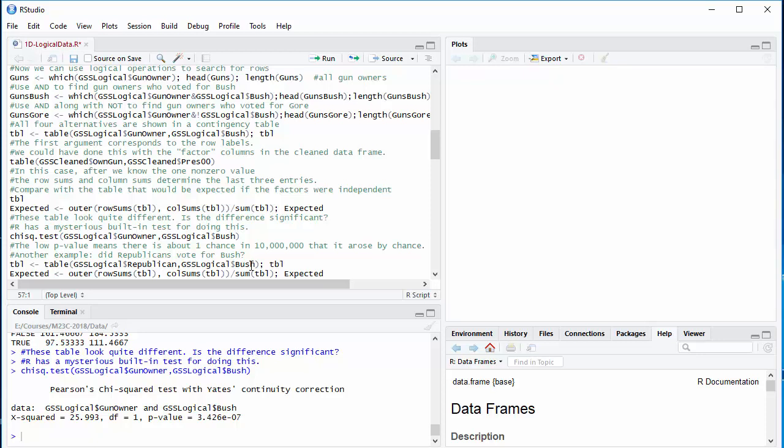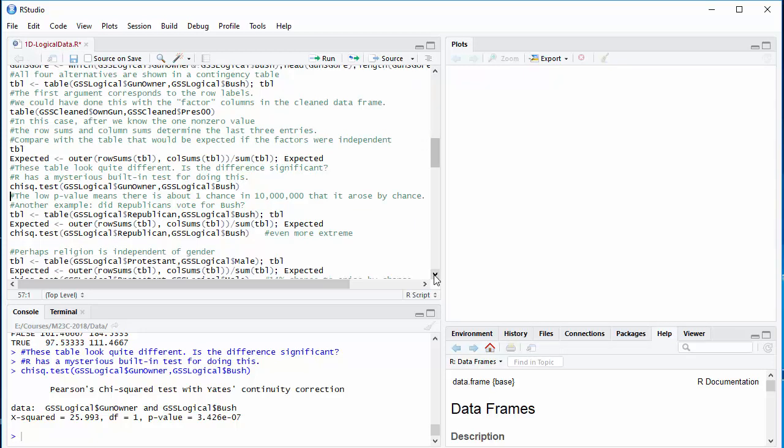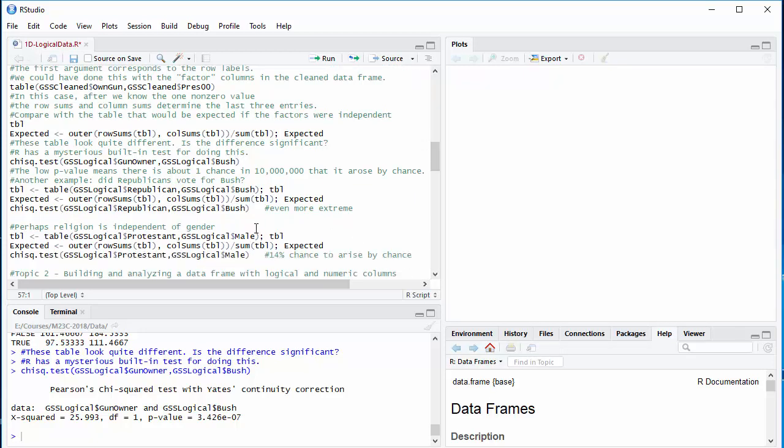And what that means is that, according to this test, the probability that this large discrepancy between observed and expected values would have arisen by chance is roughly 3 parts in 10 to the 7th. Pretty small, and therefore it's probably reasonable to conclude that gun owners were inclined to vote for Bush in 2000. Next week I will show you much more compelling ways of calculating this number so you actually believe it. For this week, I'm just going to show you how to run the test.